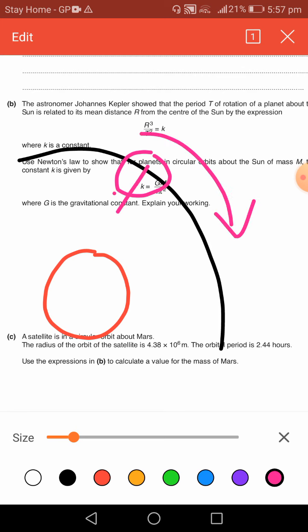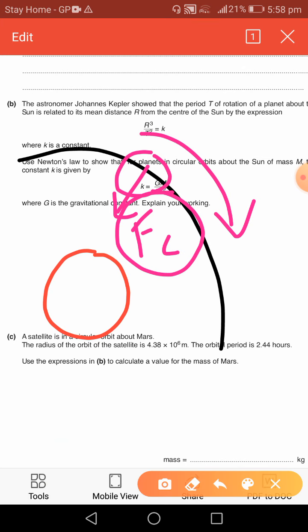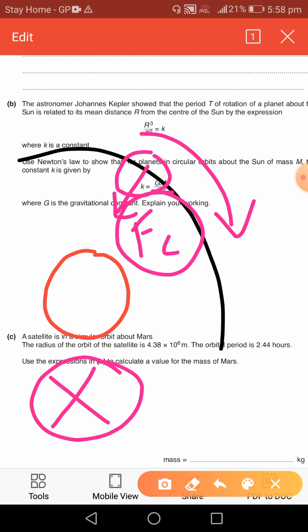That means the planet, and you know that any rotating object must experience a force towards its center of rotation, and this force is what we call the centripetal force. Now here is an important concept for the centripetal force: the centripetal force itself has no existence at all. Any force that causes rotation can be considered as a centripetal force.